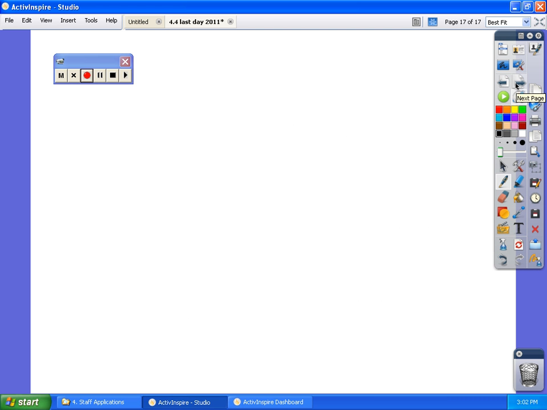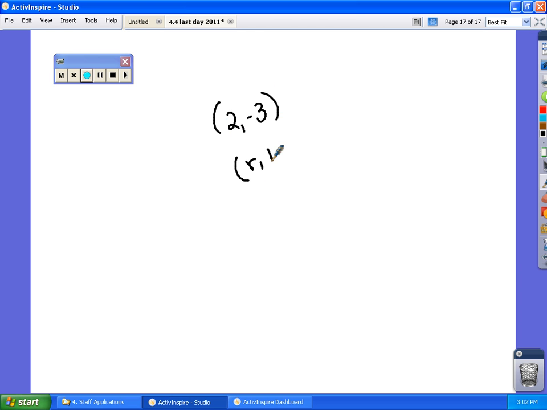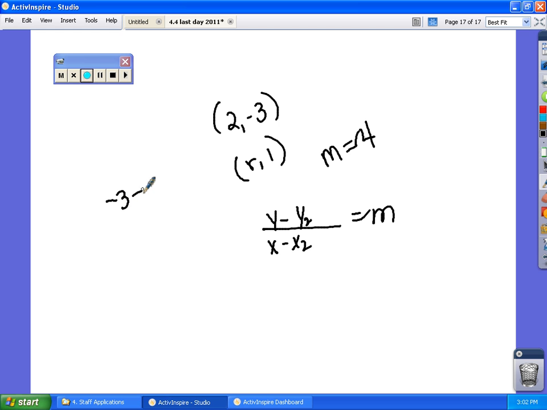Number 6 gives us a point, and they give us another point, but you're missing the x-coordinate, but they give us the slope. And by giving us the slope, I know that I have a formula. So I can actually put all this information into an equation. y minus y, negative 3 minus 1, over 2 minus r, we know is equal to 4. And I'm going to change that to 4 over 1, so I can solve the proportion. Well, simplifying this becomes negative 4.